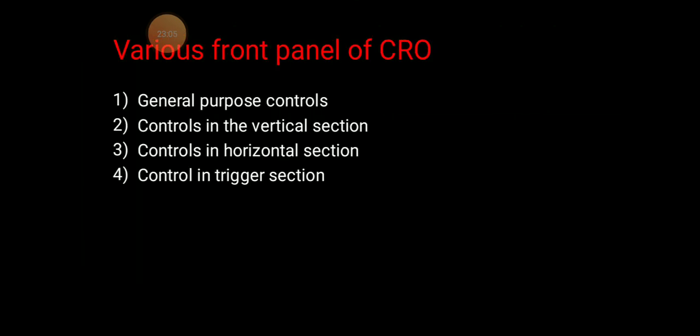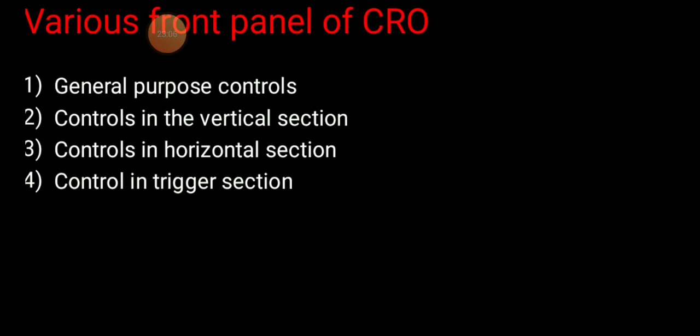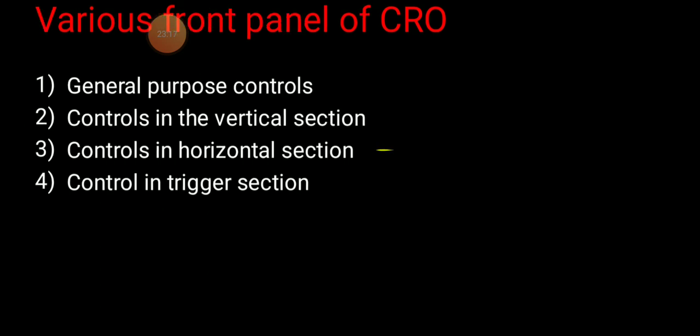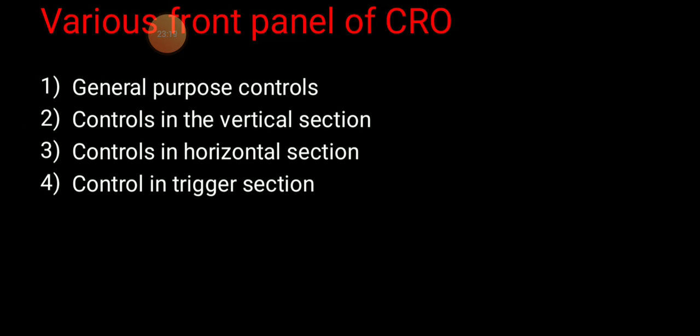So next, we'll move on to the various front panel controls of CRO. You're going to observe your CRO in your laboratory. In that, there are some front panels. First one, general purpose controls. Controls in the vertical section, controls in the horizontal section, and controls in the trigger section.